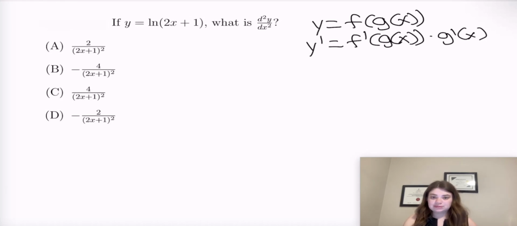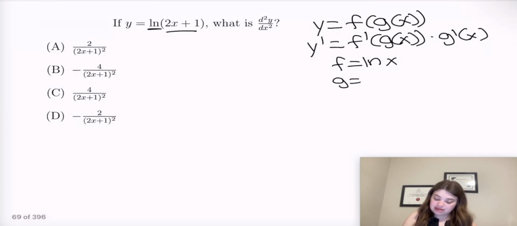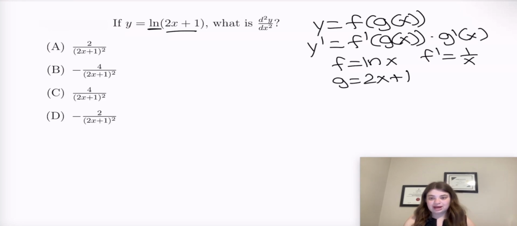So in this case specifically, notice that we have ln as our outer function, so f would be ln of x, and then g, our inner function in this case, is just this linear 2x plus 1. Okay, so what is the derivative of each? What's the derivative of ln x? Well, recall that the derivative of ln x is 1 over x. And then also, the derivative for g would just be 2 in this case, just using power rule.